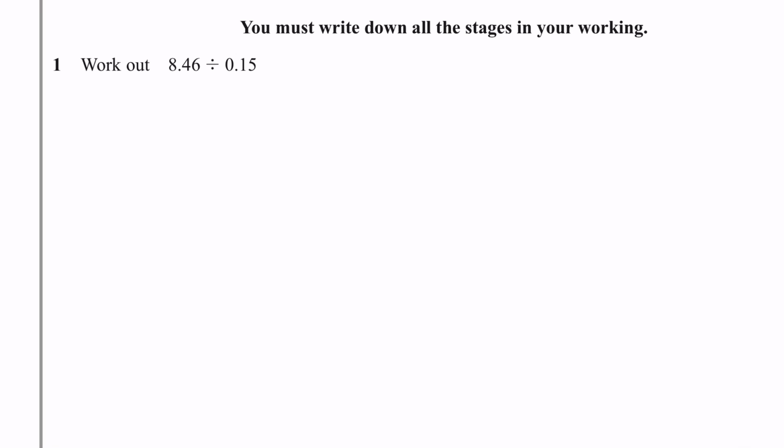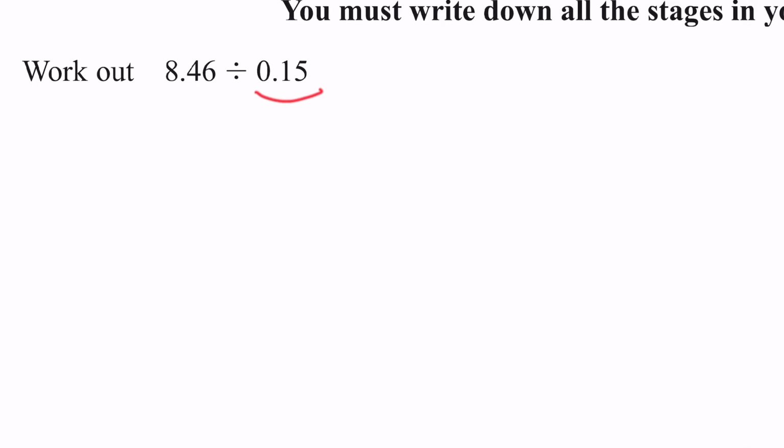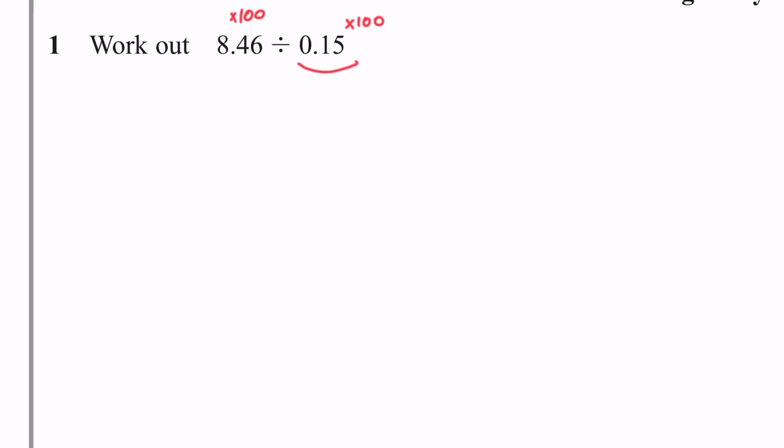8.46 divided by 0.15. 3 marks question, decimal numbers. It's very easy to do. You just have to convert the divisor into a whole number. So to convert 0.15 to 15, you need to multiply by 100, and you must do the same for the other number. So you don't have to change your final answer. Whatever you get at the end will be your final answer, because you are going to change both numbers, both multiply by 100. So the first number will be 846, and then divide by 15.